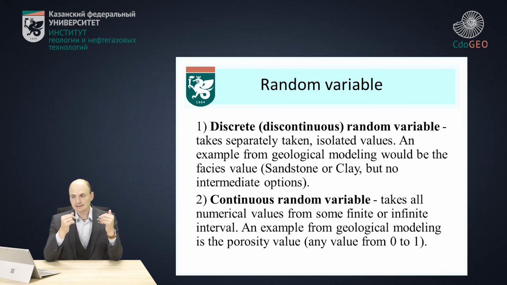Another type is continuous random variable. In this case, it can take all numerical values from some finite or infinite interval. For example, porosity. It can take any value between 0 and 1. So you can have porosity of 0.15 or 0.14, and it doesn't matter. We can get any value.